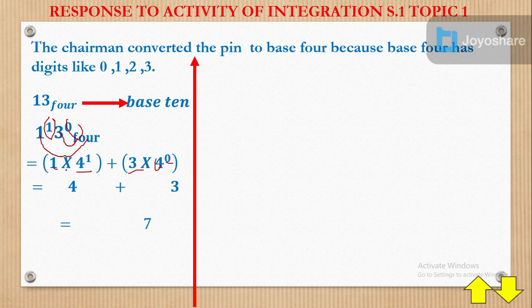When we apply 1 times 4 power 1, you get a 4. When we apply 3 times 4 power 0, now any number to power 0 is a 1. So that is a 3 times 1, which will give us a 3. Now when you add 4 plus 3, the first digit you get is 7. And that is in base 10. Let's proceed.